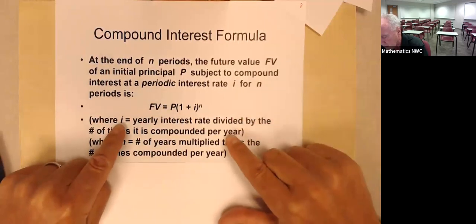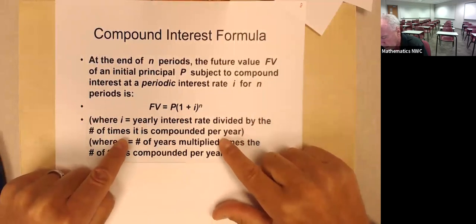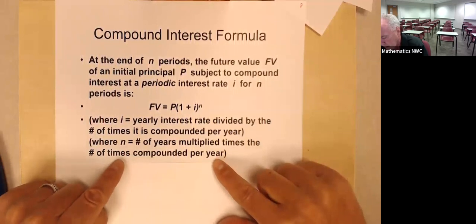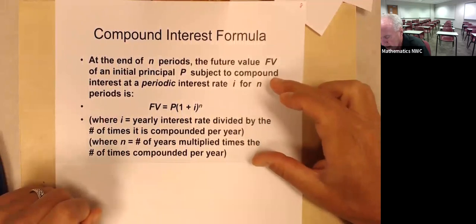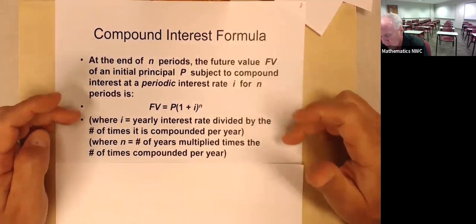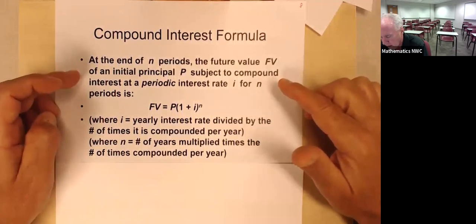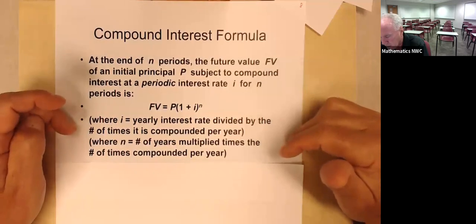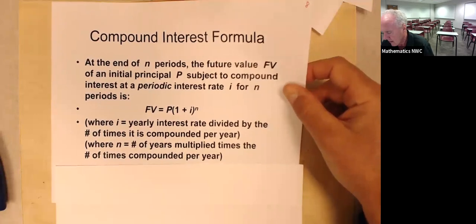And here's how we get them. I is the yearly interest rate divided by the number of times it's compounded per year. N is the number of years multiplied times the number of times compounded per year. We're going to do many examples, so this will start to make more sense to you. But pause the video right now. Make sure you copy all of this down, that you have that in your notes, okay? Go ahead and pause it, and then when you're done, start it over again.